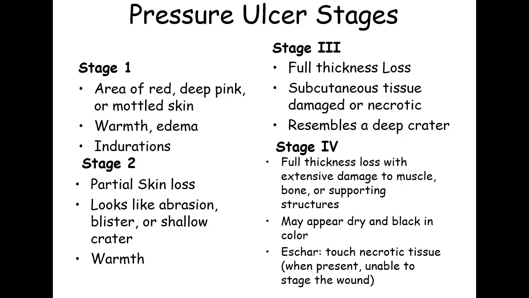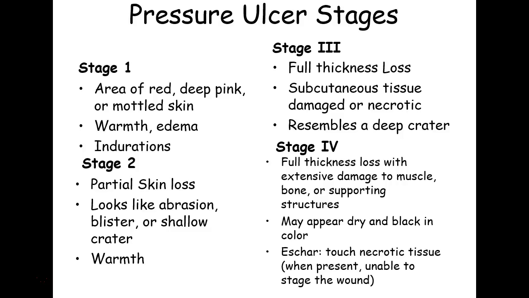Now, if it's dry, black in color, you can't see the wound bed, and they show you in diagram E on page 291 in your book, a wound with eschar over the top of it, which is necrotic tissue. When that's present, that's an unstageable wound, and you really have to have that removed, and that's removed by a physician. That's a surgical procedure. And once that's removed, then you can stage that wound.